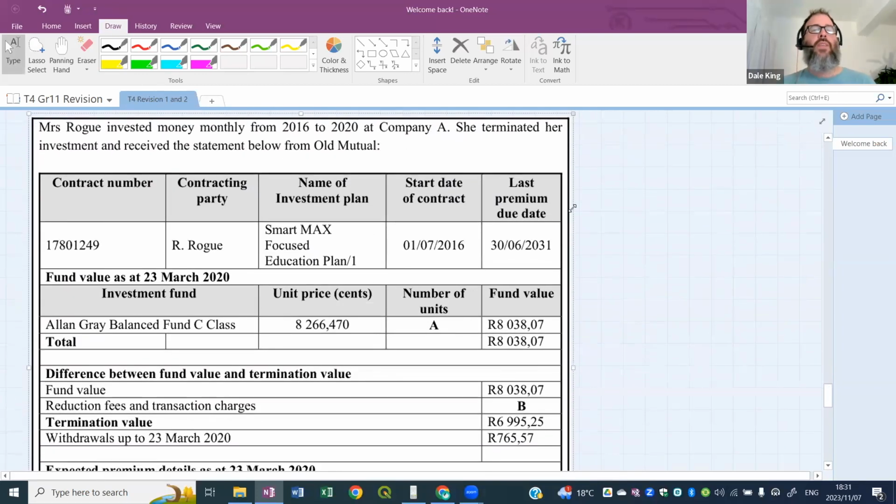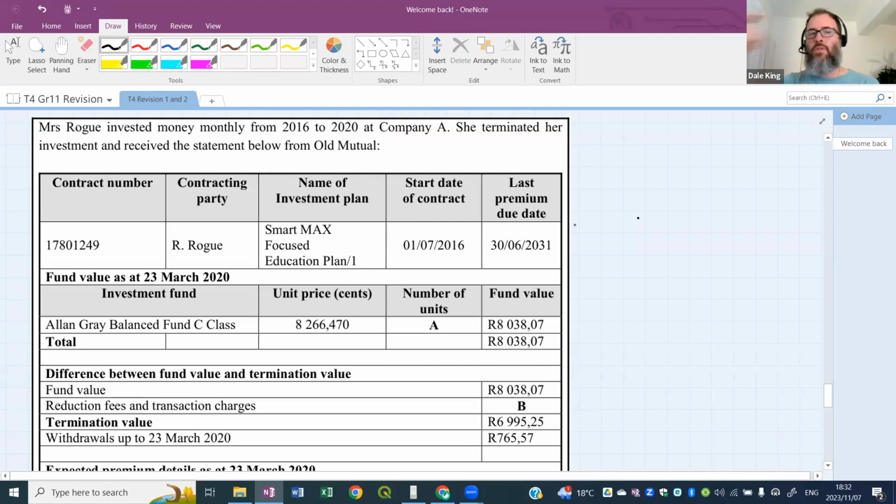Mrs. Rogue invested money monthly from 2016 to 2020 at Company A. She terminated her investment and received the statement below from Old Mutual. I find that quite funny because the people that set this question don't want to name. Oh, maybe that's the company. Oh, okay, that could be the share price. So they invested money in a company through Old Mutual. And then this person, Mrs. Rogue, decided to terminate her investment.